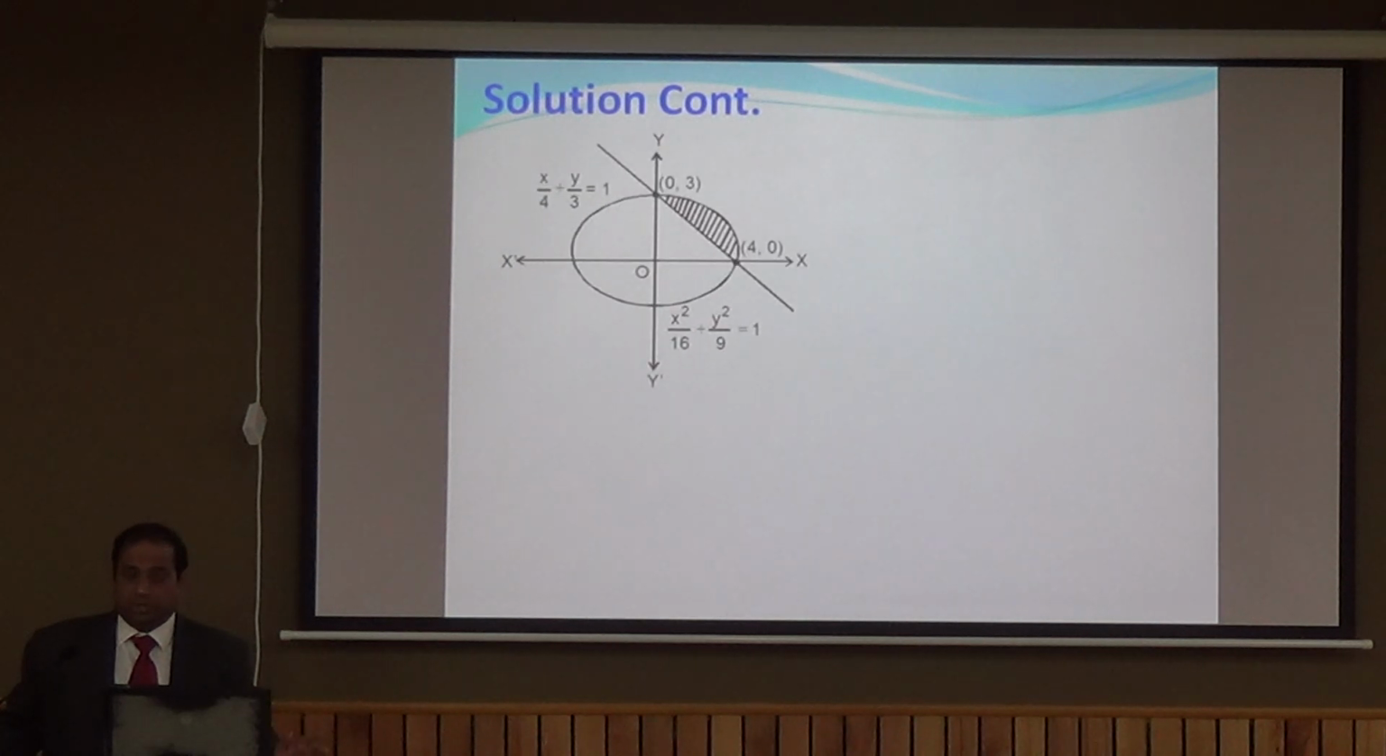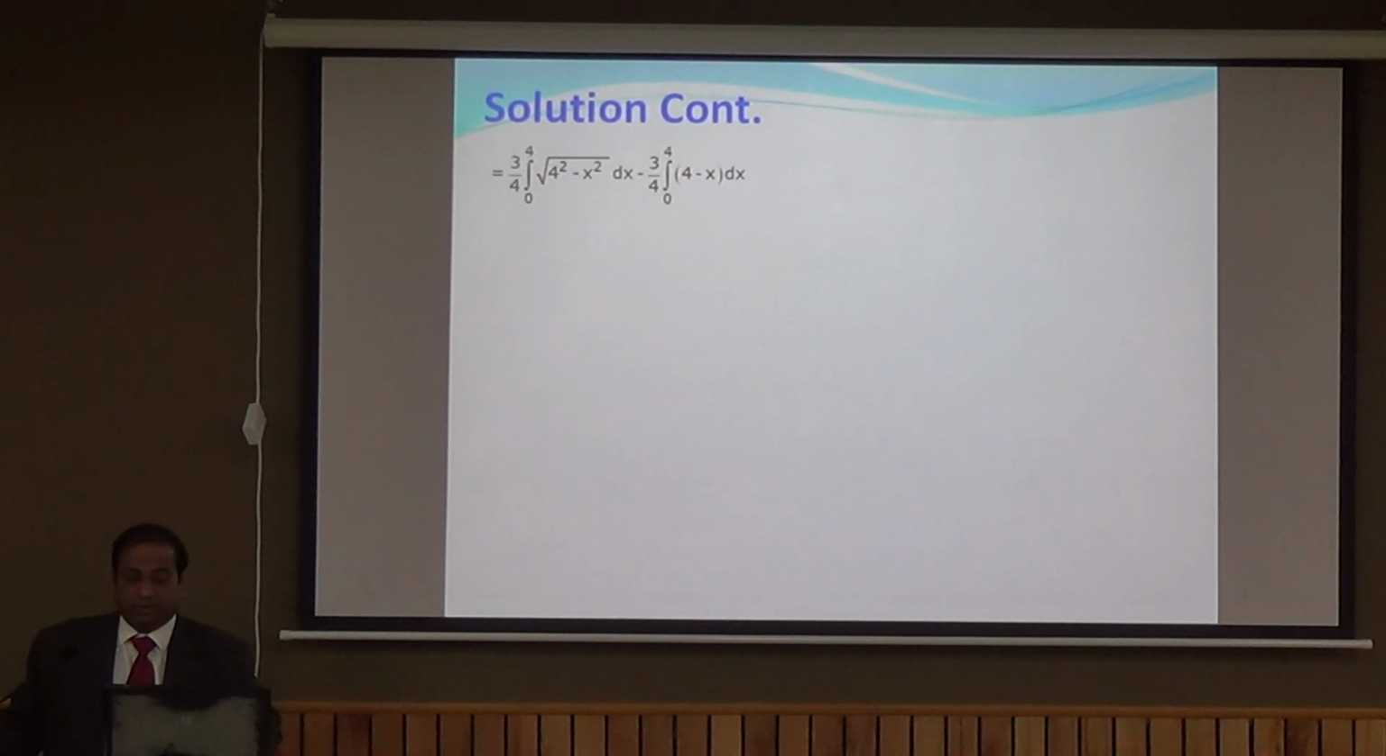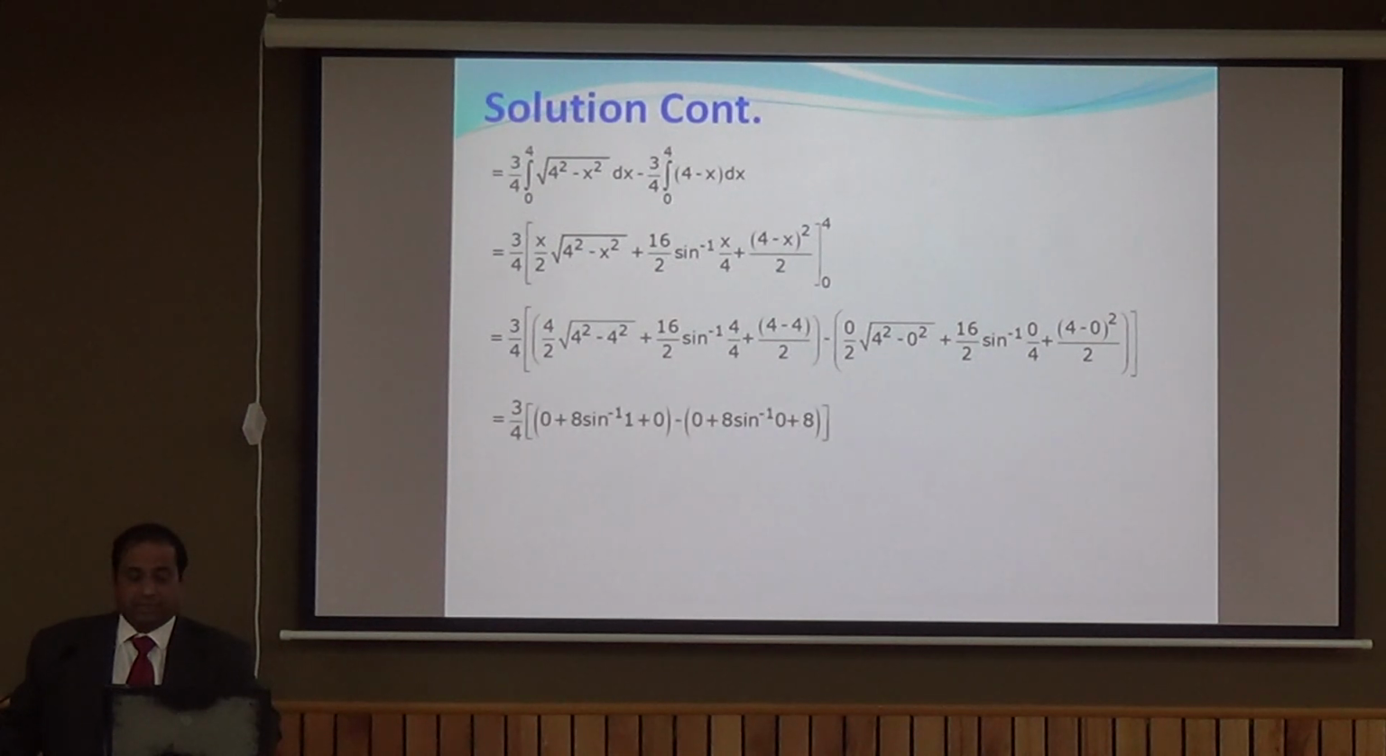Now we will draw the diagram of the ellipse and the straight line. We shade the region whose area we have to calculate, that is the smaller area between the ellipse and the line. The required area is the area of the shaded region. It is from the limit 0 to 4 of (y1 minus y2), that is ellipse minus straight line. We substitute the values of y1 and y2, integrate, and ultimately we get the area, and the answer is 3 (pi minus 2). Here we have to remember the formula for the integral of under the root a square minus x square, which is applicable in both cases, circle as well as ellipse, and the simple integration formula for x to the power n. So this way we can calculate this area also.